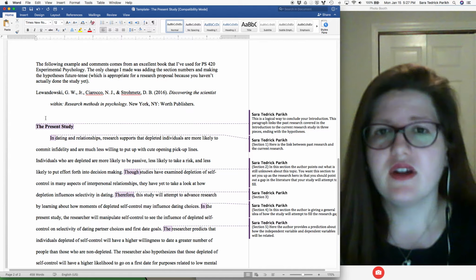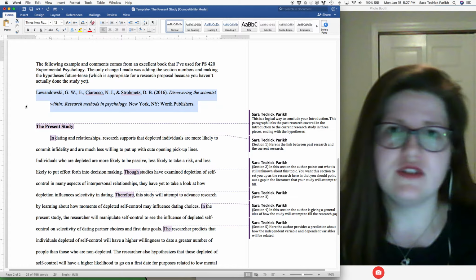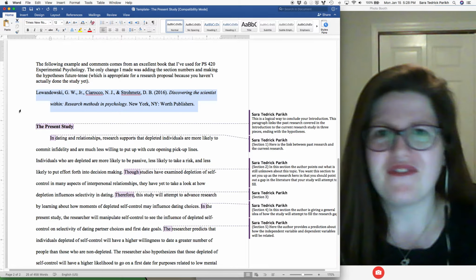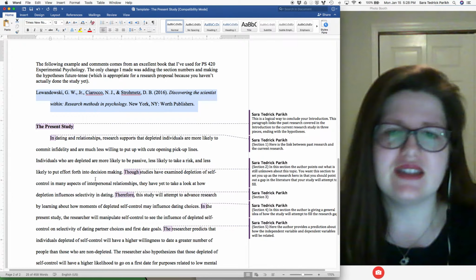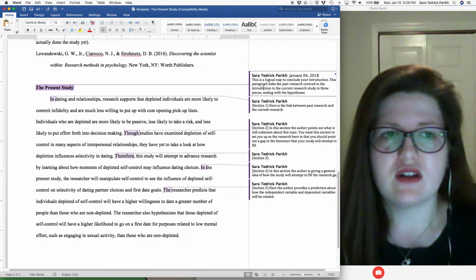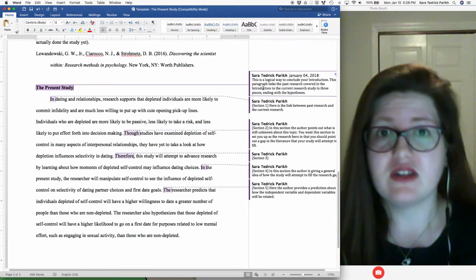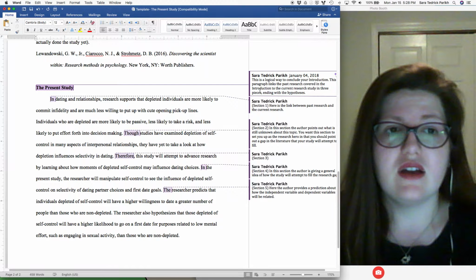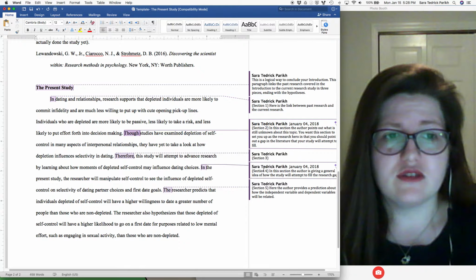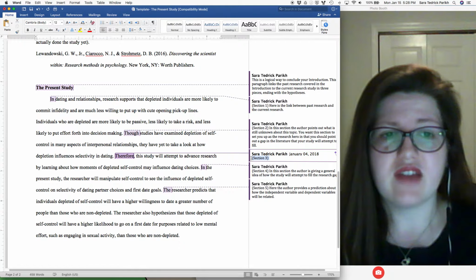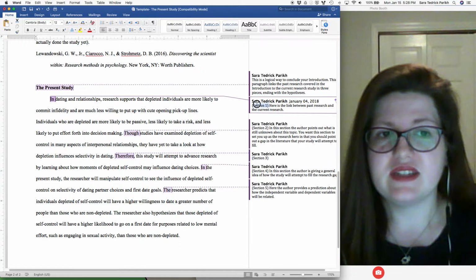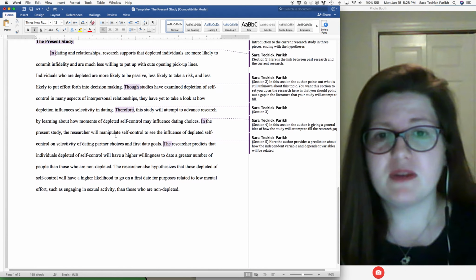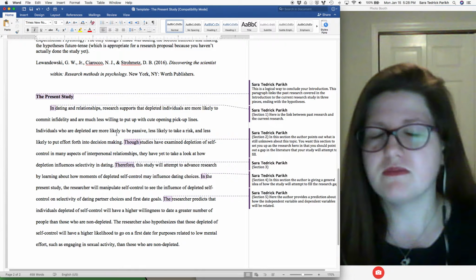And I got this from a lovely book. I use it when I teach experimental psych, Discovering the Scientist Within, Research Methods in Psychology. It has a cute little puppy on the front wearing glasses, puppies in glasses, silliness. And I've copied exactly the comments that are from the book. So this is exactly as if you're looking at the book page. These are not my ideas and my comments. The only thing I've added is I've marked section by section. So when I say section one, they're doing the thing that I tell you to do right up here in section one. The present study, it's a fairly straightforward article or paragraph.